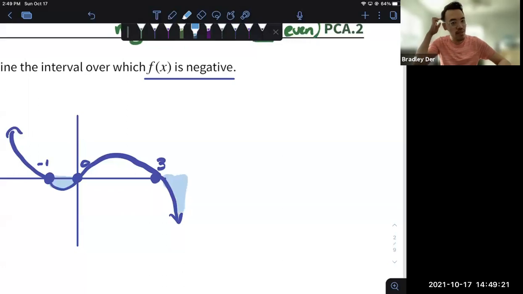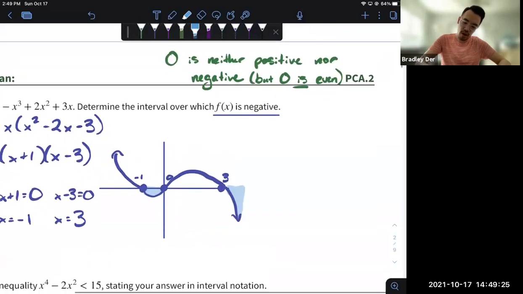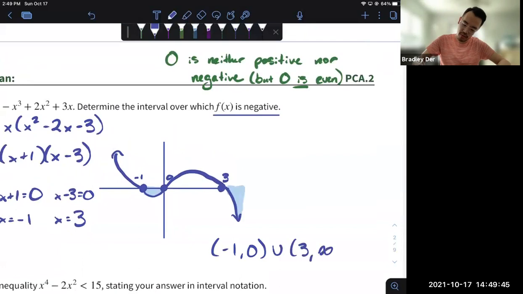I want to know where f of x is negative, right, where it has negative y values. And the fact that 0 is neither positive nor negative means I don't want to include the points where y would be equal to 0, because that y value would not be negative. So for our solution set, looks like I want to have -1 exclusive to 0 exclusive, union 3 exclusive to infinity.